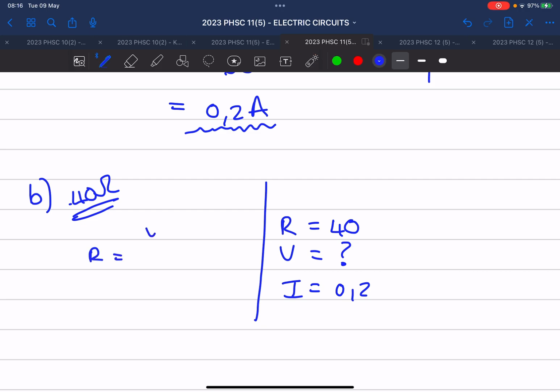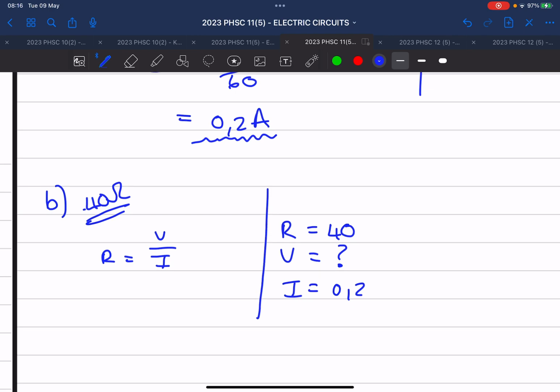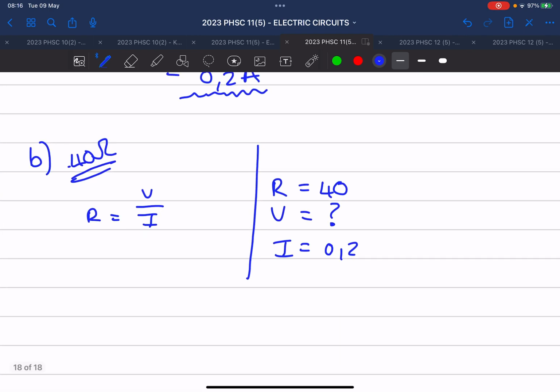Alright, resistance is volts over current. Give me Ohm's law in words. The potential difference across the conductor is directly proportional to the current through the conductor at constant temperature.